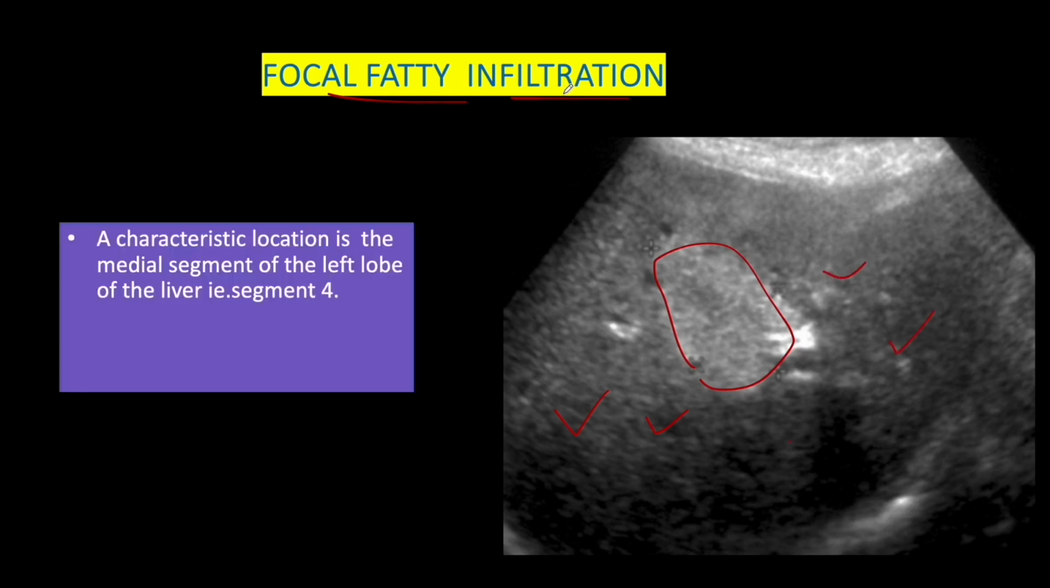Another important condition is focal fatty infiltration. Here you can see there is a hyperechoic area in between the normal appearing liver parenchyma. So this is focal fatty infiltration. A characteristic location is the medial segment of the left liver lobe, usually segment 4. The distribution is the same as that seen in focal fat sparing, as we have already discussed. In focal fat sparing, segment 4 is involved, similar to focal fat infiltration.